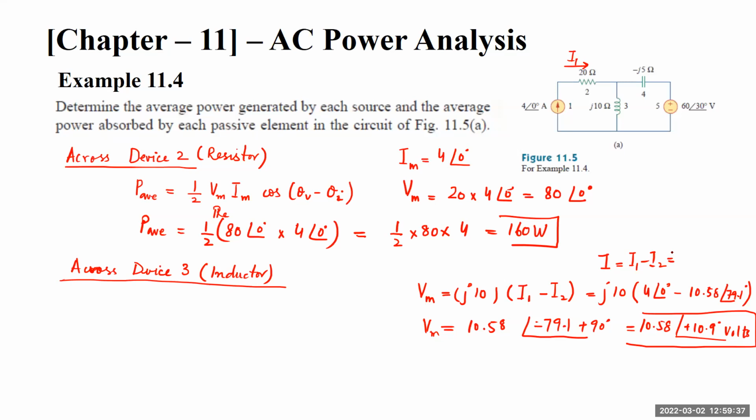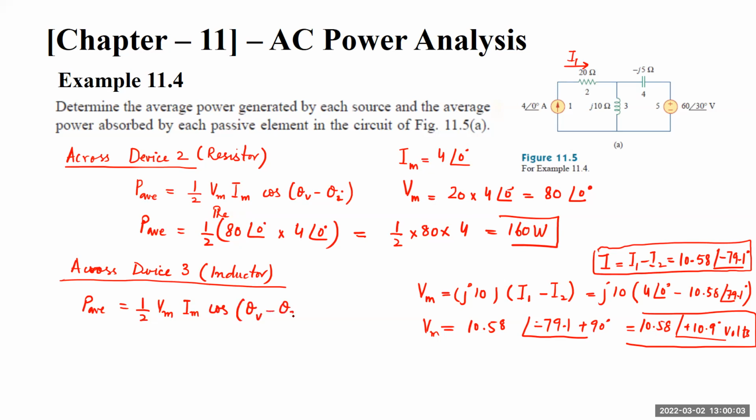So this thing is approximately 10.58 angle of minus 79.1 degrees. So this is the effective current here. Now we have both effective current and voltage. So average power will be half Vm Im cos of theta v minus theta I.